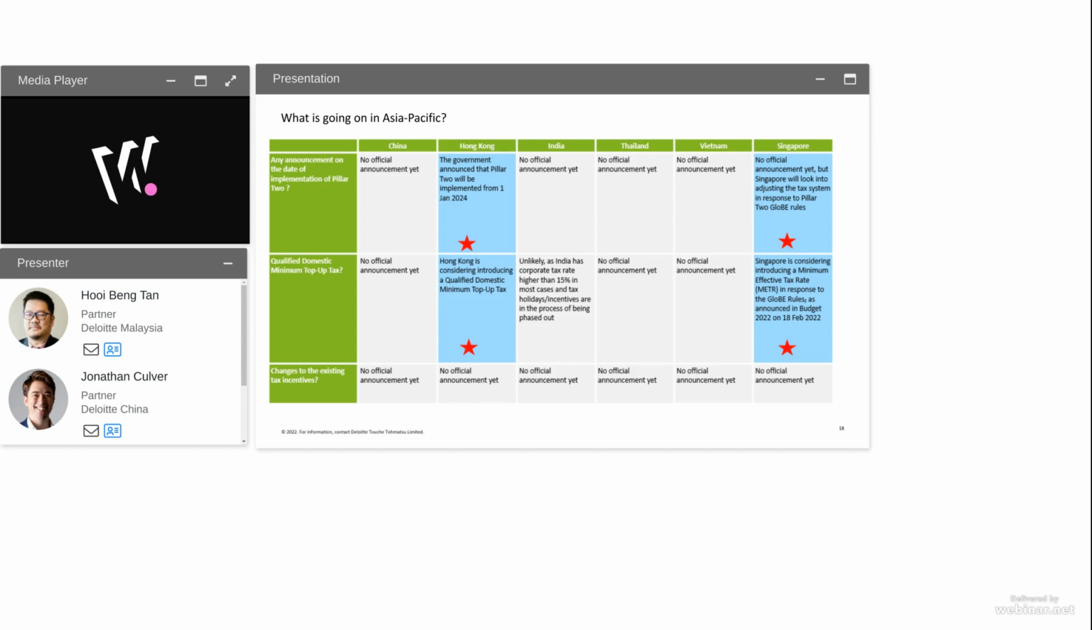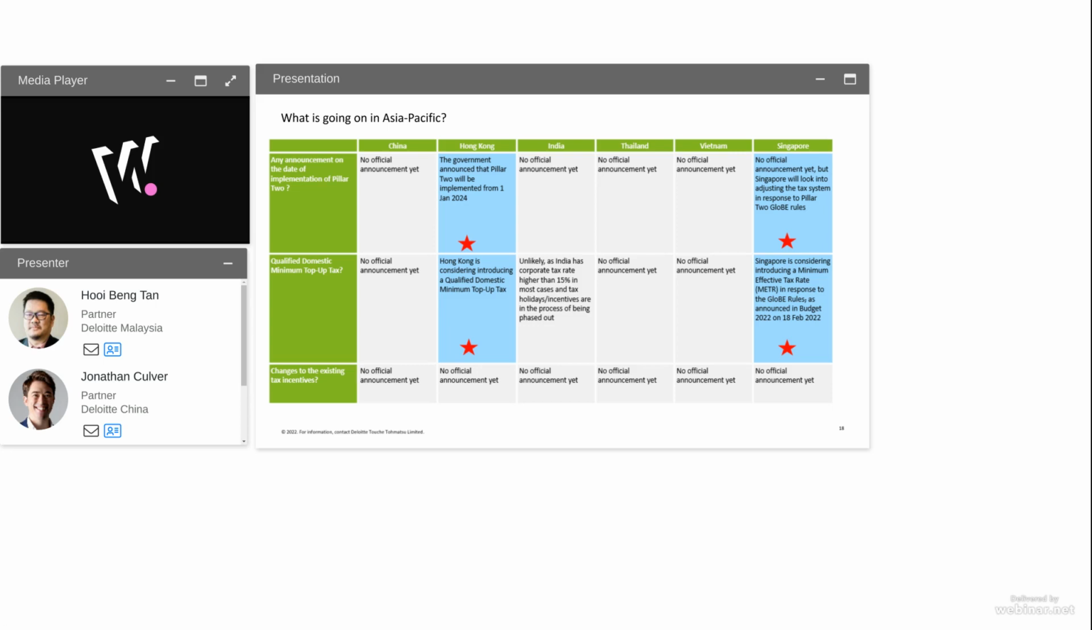Yeah, thanks, John. I remember Hong Kong was one of the few jurisdictions that made some statement on Pillar 2, together with Singapore. So good to know that it is a bit more certain right now. In India, no official announcement, but I understand that India thinks a QDMTT is unlikely because they believe their tax rate is anyway above 15% most of the time. In Thailand, no official announcement, but be assured that the revenue department is aware of what's happening and is waiting for neighboring countries to understand what the rest are doing. Likewise for Vietnam, no official announcement as yet.